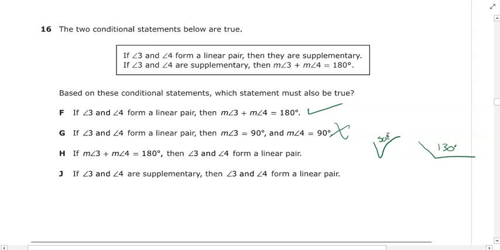And then the last one, if angle 3 and angle 4 are supplementary, then they form a linear pair. No, that's basically saying the same thing here. These are supplementary, these are supplementary. They don't have to form a linear pair. The first one, if they form a linear pair, then they do have to be 180 degrees as well. All right, so definitely should be F on that one.